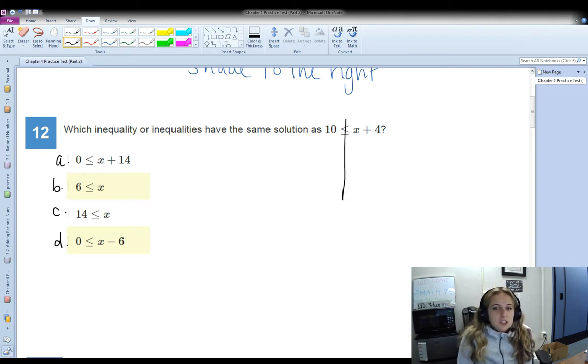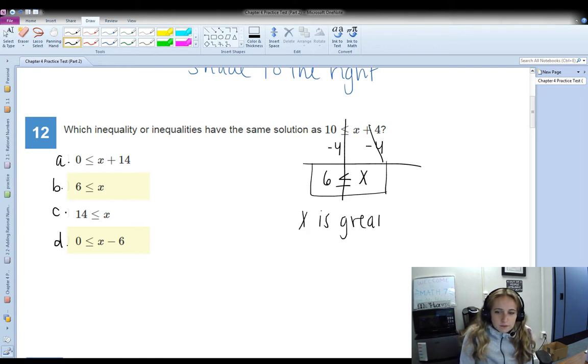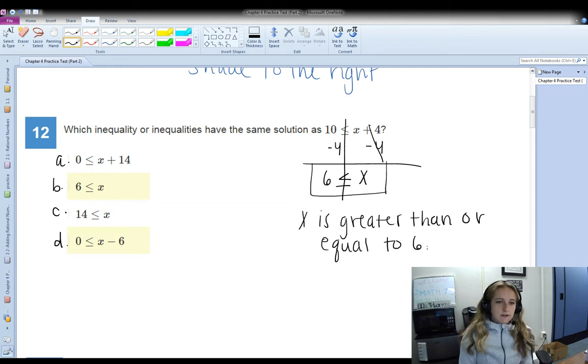Okay, so first let's just solve this to know what the inequality equals. So I'm going to subtract 4 on both sides to isolate my x. This is going to cancel. I'm going to be left with x is greater than or equal to 10 minus 4, which is 6. Okay, so I know this equals x is greater than or equal to 6, okay?